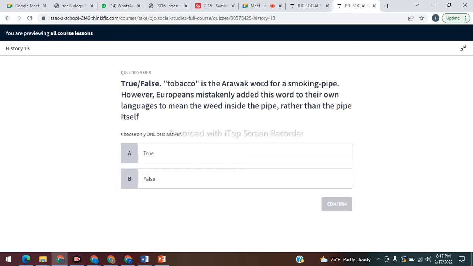Alright, tobacco is the Arawak word for smoking pipe. However, Europeans mistakenly added this word to their own language to mean the weed inside the pipe, rather than the pipe itself. What? Oh, nah, Mr. Betty, you gotta help us with that one. All I know is tobacco, what they smoke. I don't know the little details part. Okay. B, bingo, test for me. Destiny say B. Hold on, wait. Don't get confirmed yet. A quick prayer. Man, we trust in you. Please, Miss Betty, help us, man. I can't help you out.